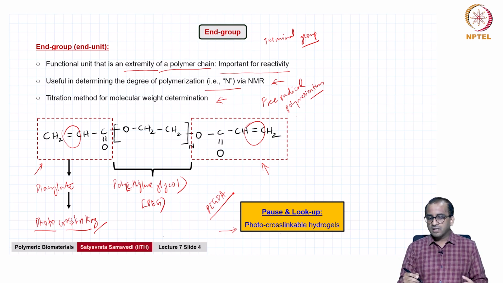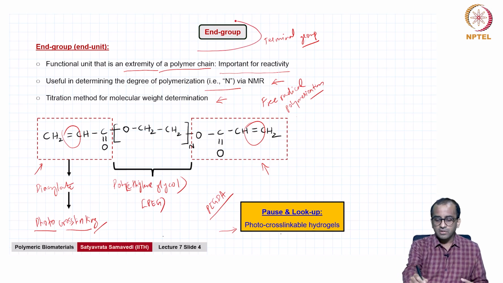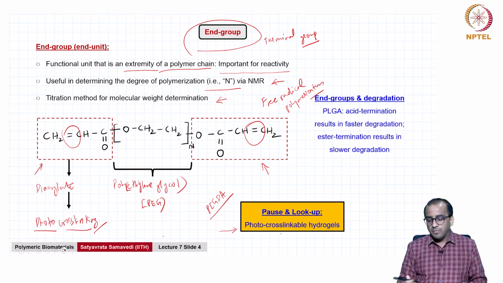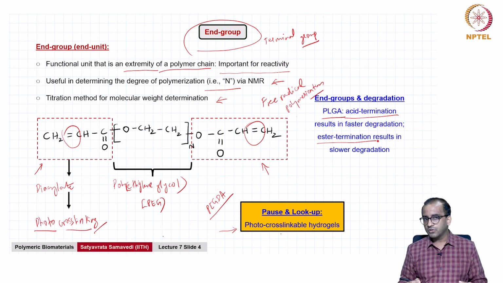Again, to highlight where we are in the course, all of that comes from the end group itself, and that is a very important point to note here. End groups, as it turns out, can also dictate the degradation properties. For example, this polymer PLGA, which we talked about on the previous slide, is a copolymer with two units, the lactide and the glycolide unit. When you commercially procure PLGA, the company will typically ask you, do you want acid terminated or ester terminated PLGA?